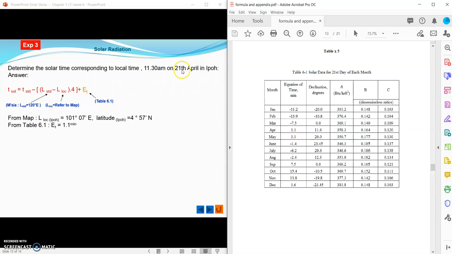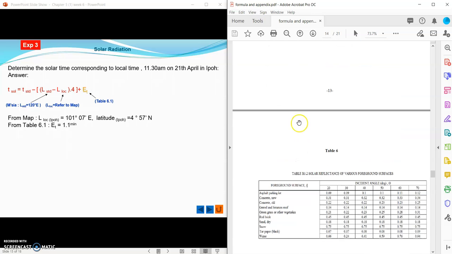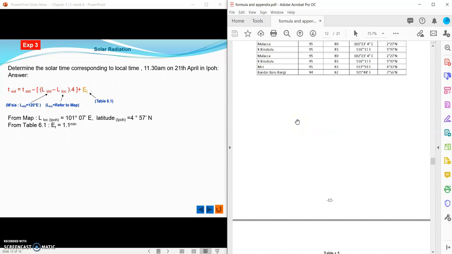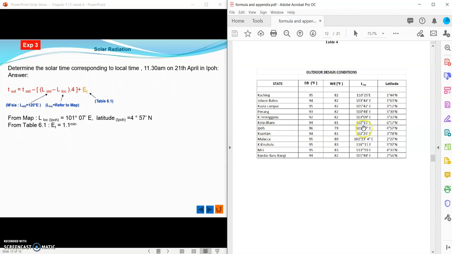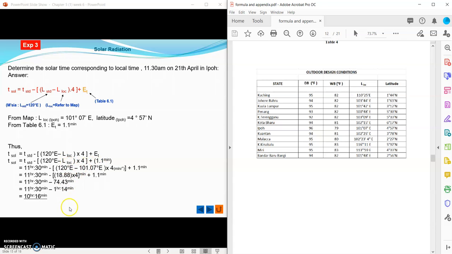The case is in April, ET is 1.1, and the location is Ipoh, which is 101 degree 7 minute. Just put in the value of the location and the value of ET, and please try it. You will get the answer of 10 hours 16 minutes.